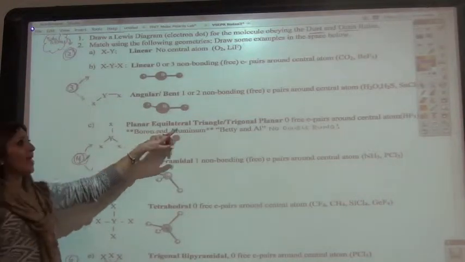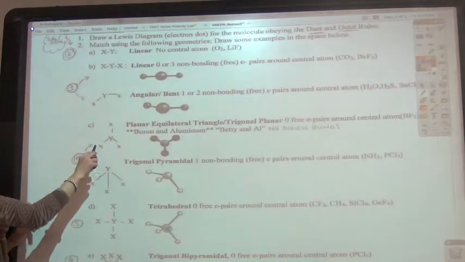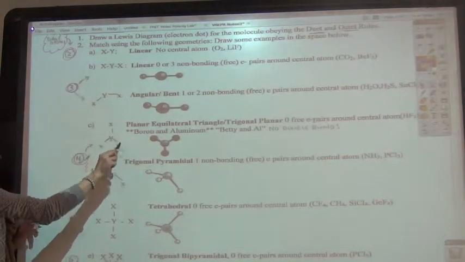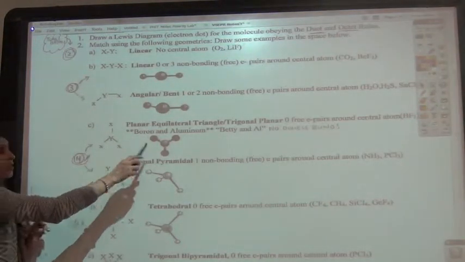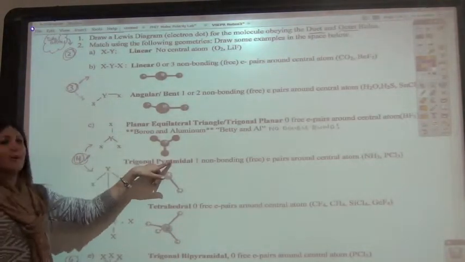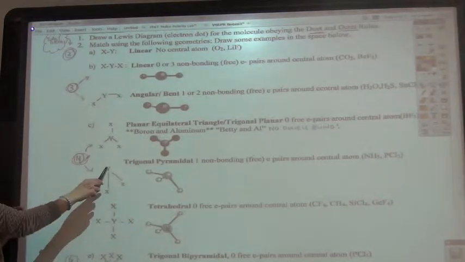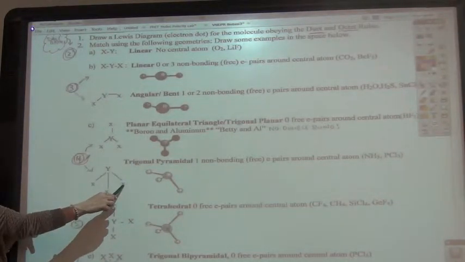We're going to either call that a planar equilateral triangle. So you can see that we could make an equilateral triangle going along the edges of it, or they'll call it trigonal planar. You can also have what is called a pyramidal shape. Trigonal pyramidal or pyramidal. And that's where your central atom is at the top and then the 3 are under.